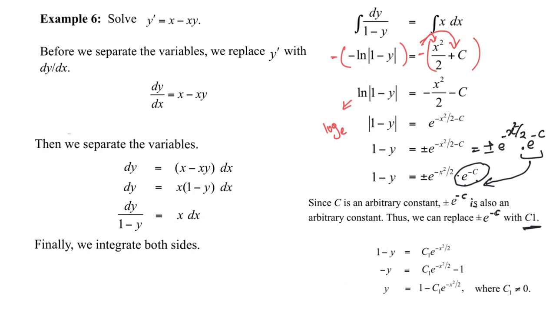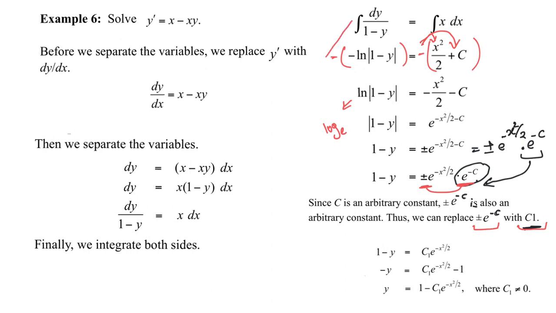So we can rewrite this as 1 minus y equals, this whole thing is c1, that plus or minus e power negative c, we are taking that as c1. We put the condition here, replacing this whole thing with c1. Then solve for y, right? So subtract 1 from both sides first, then multiply each term by negative 1, so that we will get y by itself. So this is the solution to this differential equation.